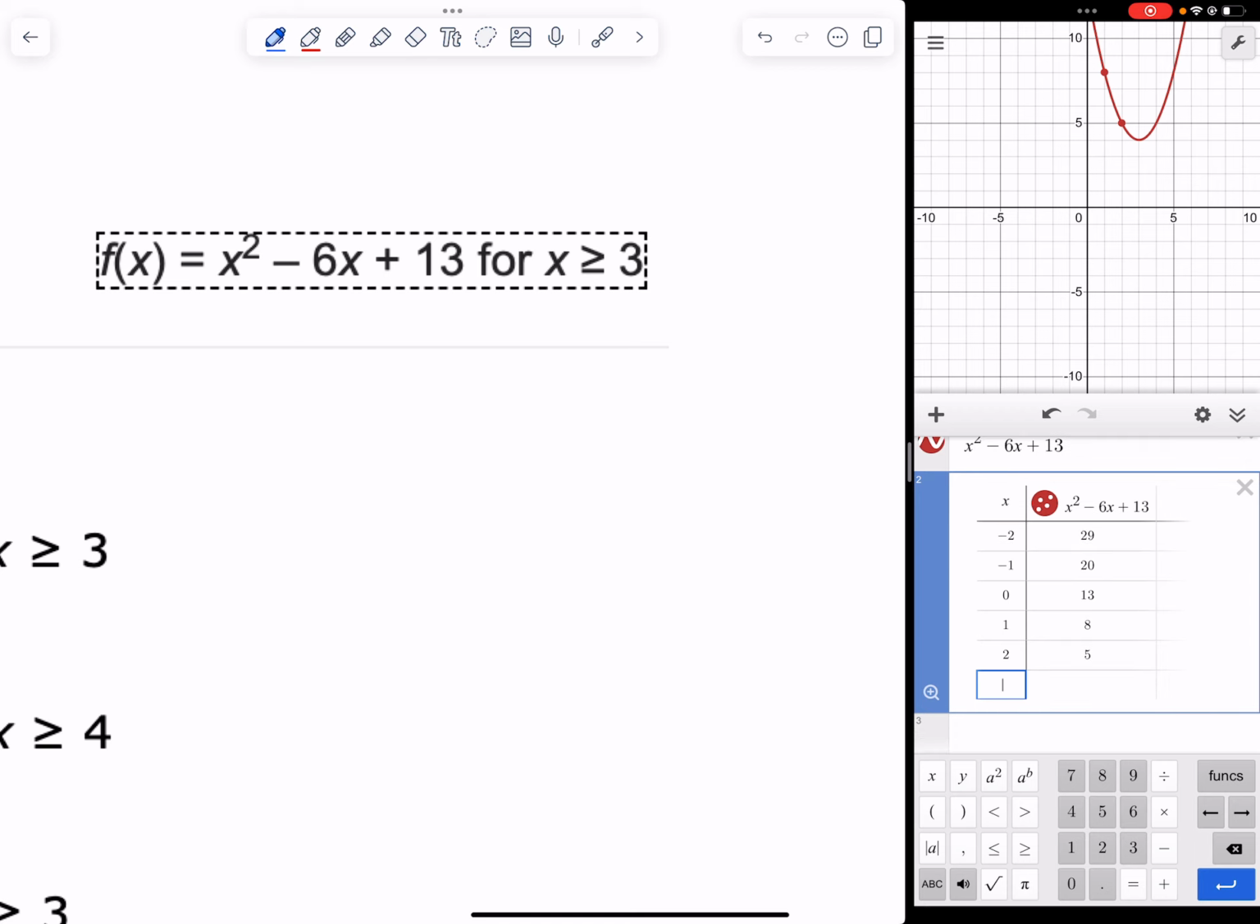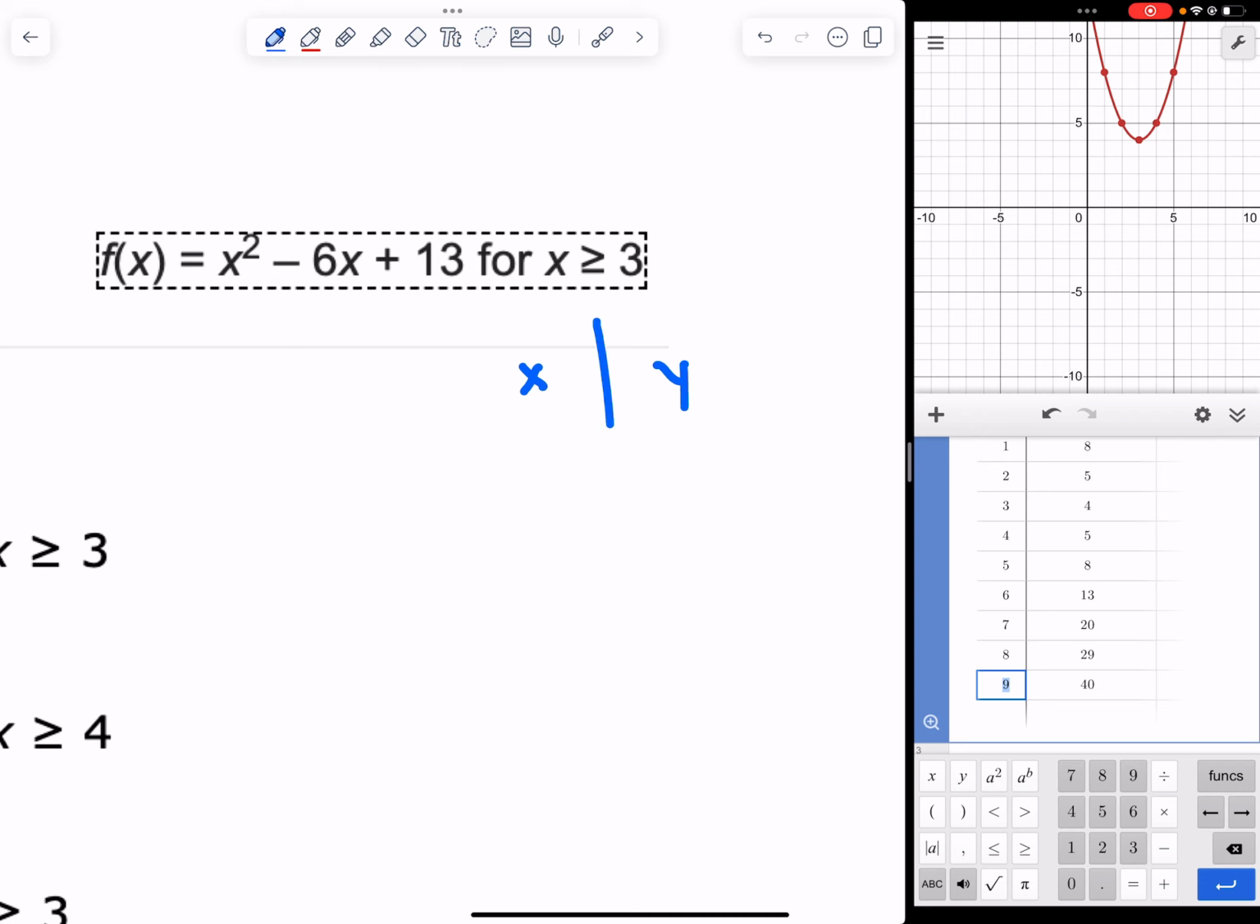I guess it doesn't really need to be all that difficult. So let's just bring up some values that are greater than or equal to 3, and let's write down the table of values. So for this function, for x greater than or equal to 3, I have 3, 4, 4, 5, 5, 8, and let's write one more, 6, 13.